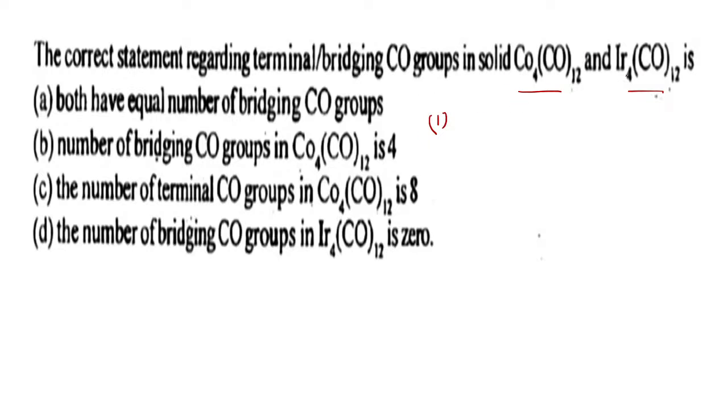You can see this is cobalt and this is from the cobalt family: cobalt, rhodium and iridium. So we know one thing: going down the group, the bridging capability basically decreases. The tendency to form bridging decreases if I go from top to bottom. You can see this is cobalt and this is iridium, so due to the Z effect, this is basically decreasing.